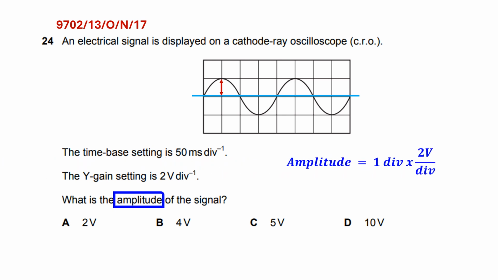So, to convert the division into volts, we are going to do 1 division times 2 volts per division, which is the setting for the Y direction. We are going to cancel division with division, and the amplitude is 2 volts, or option A.